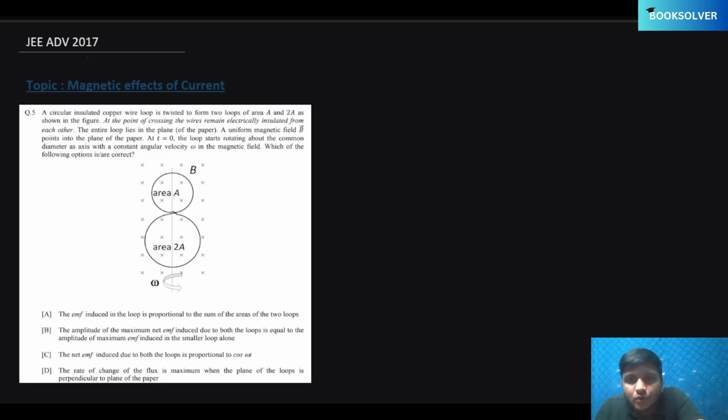Hello everyone. So today we are solving a question of JEE Advanced 2017. Let's first read the question. It says: you are given a circular insulated copper wire loop which is twisted to form two loops of area A and 2A, as shown in the figure. At the point of crossing, the wires remain electrically insulated.